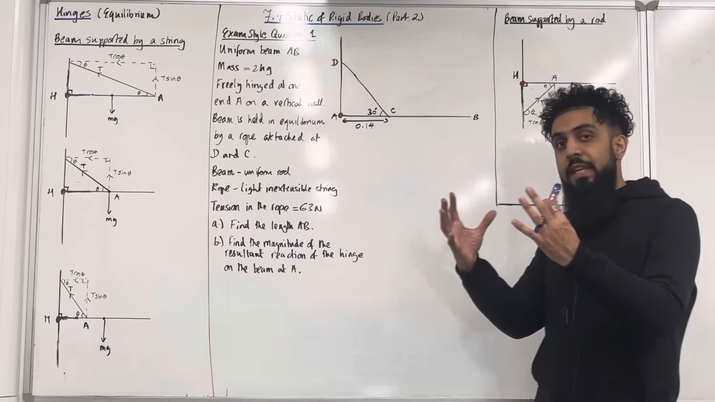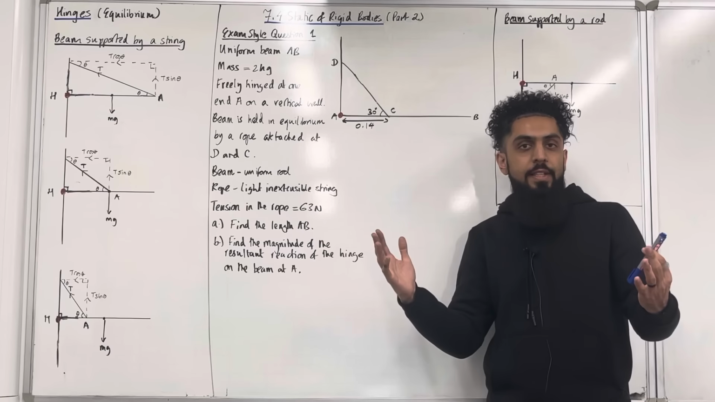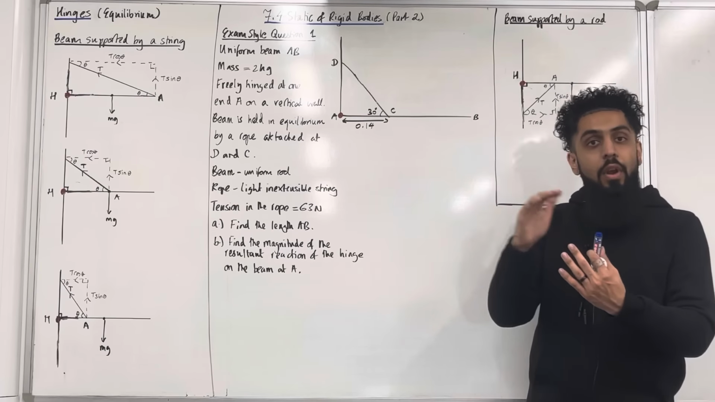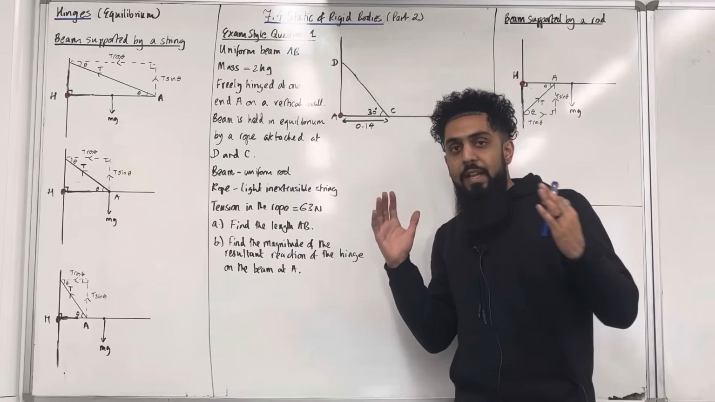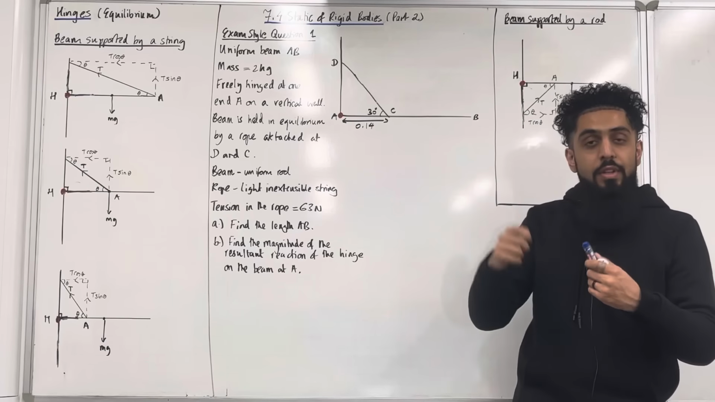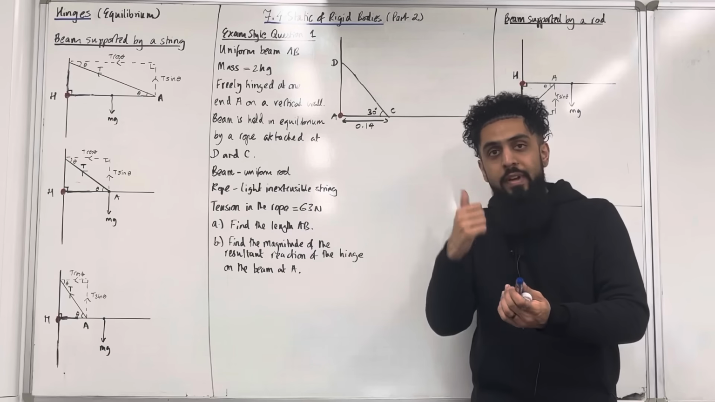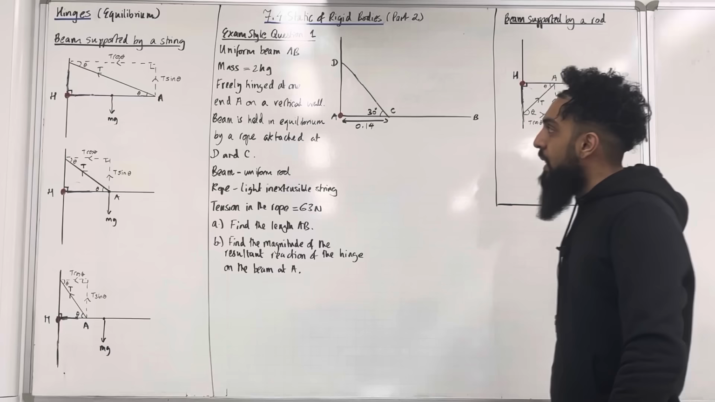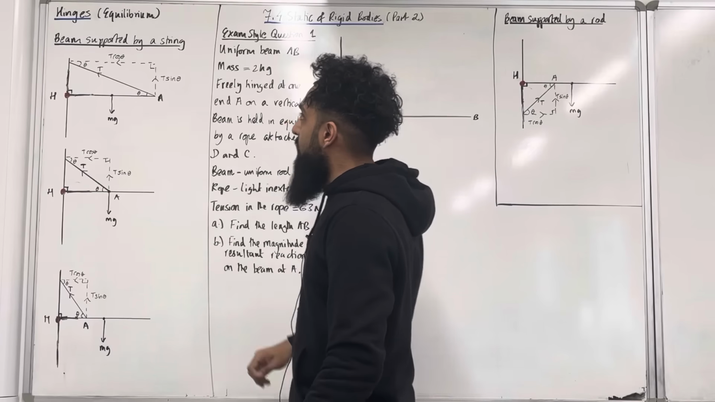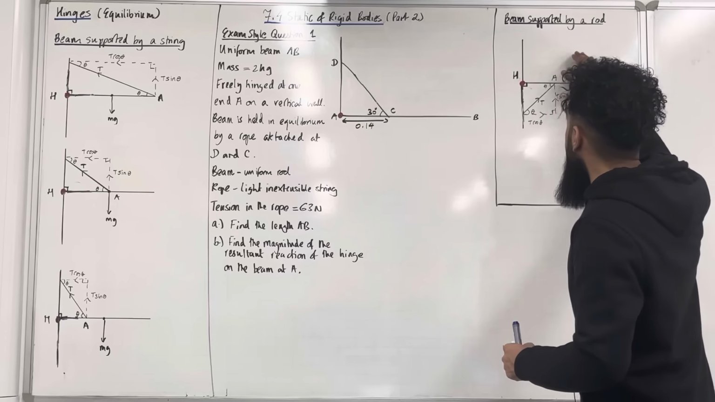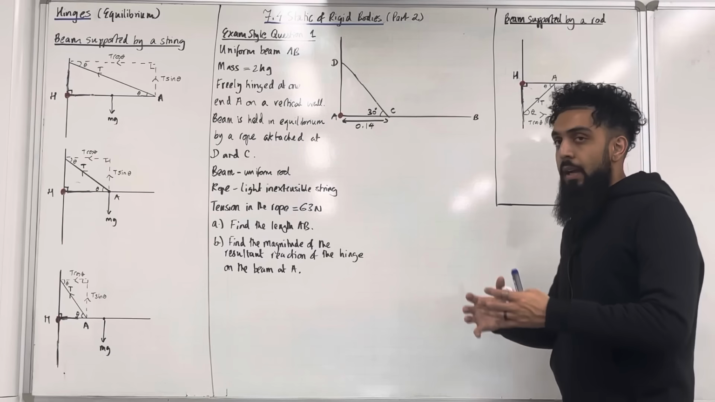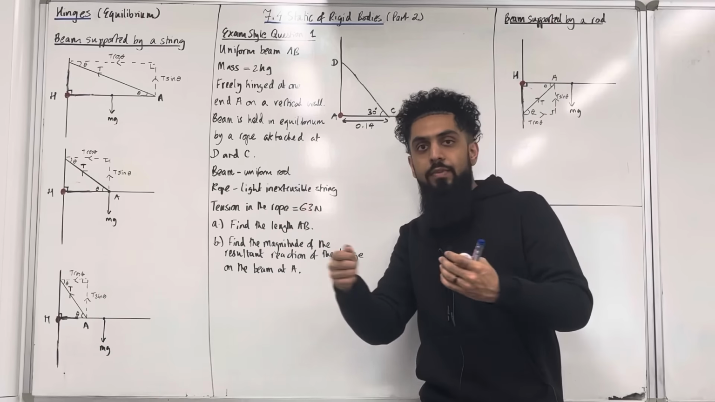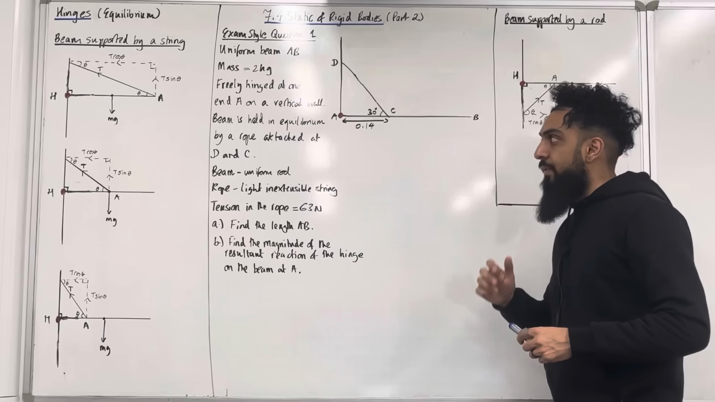We know that when a body is in equilibrium, two conditions are satisfied. Number one, the sum of clockwise moments is equal to the sum of anti-clockwise moments. Number two, the resultant force horizontally or vertically is equal to 0. There are two different scenarios. Scenario number one, beam supported by a string. Scenario number two, beam supported by a rod. Now for a string we have a tension force, for a rod we have a thrust force.